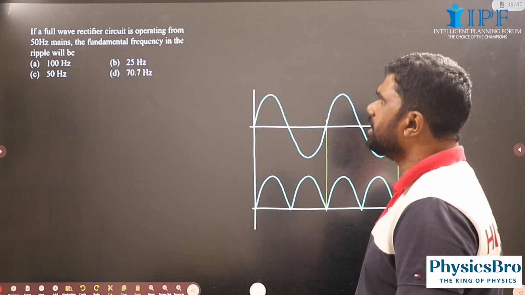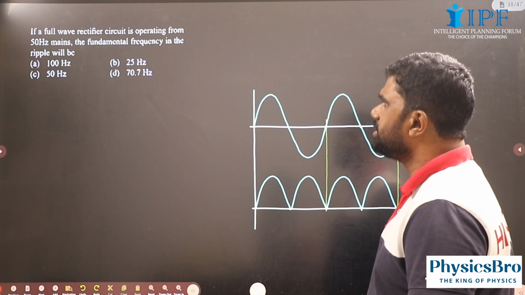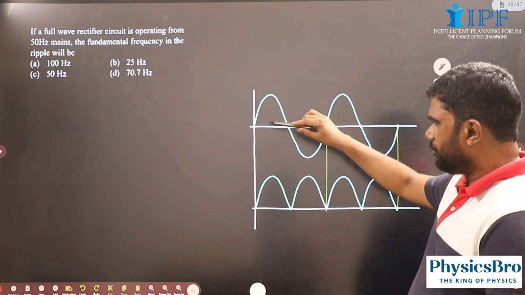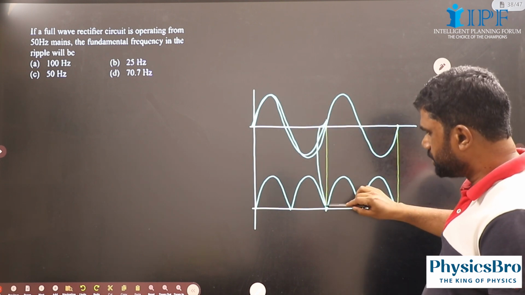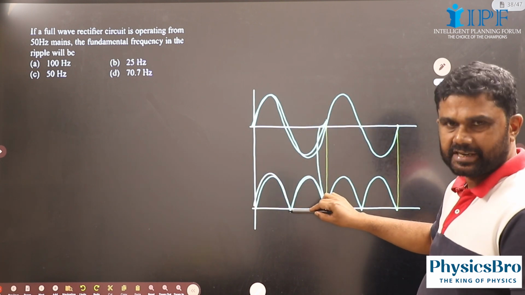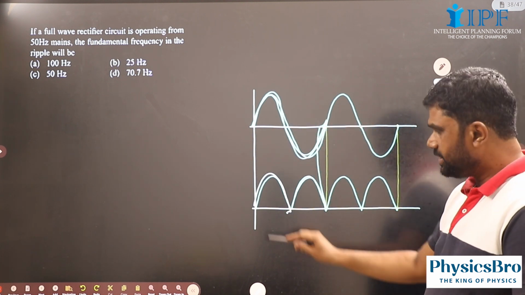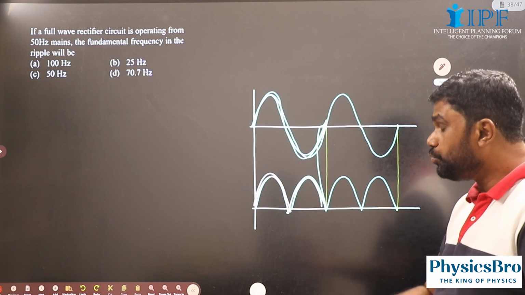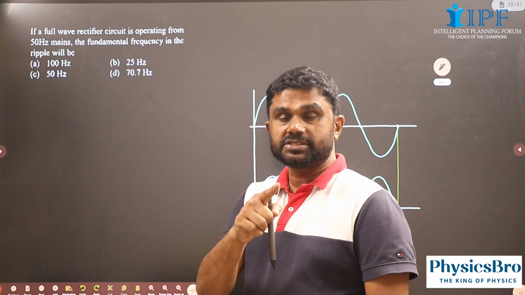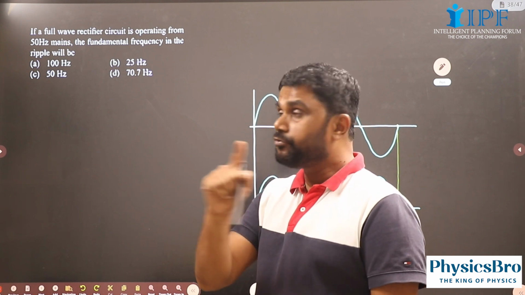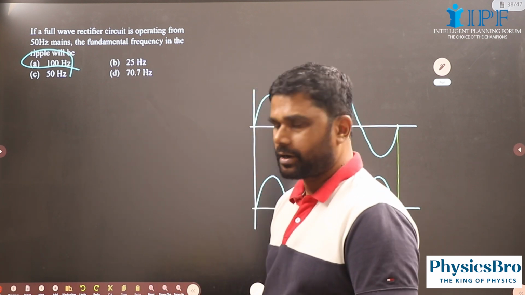If a full wave rectifier circuit is operating from 50 Hz, the fundamental frequency in the ripple will be, see, for the input wave this is 1 cycle, and for the output this itself is a cycle. So by the time the input makes 1 complete cycle, the output will make 2 cycles. So the frequency of the output will be twice the frequency of the input in a full wave rectifier. So the output must be of frequency 100 Hz.